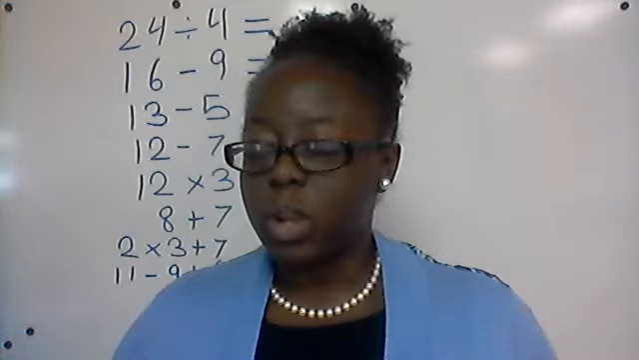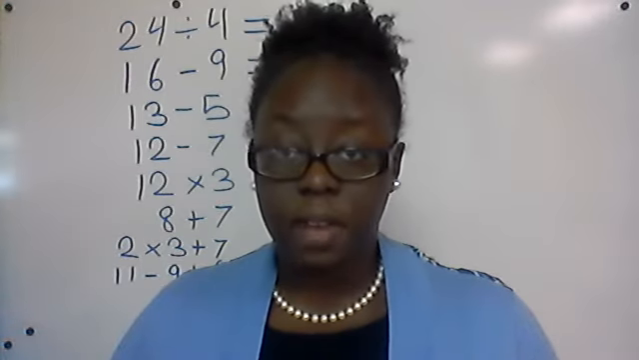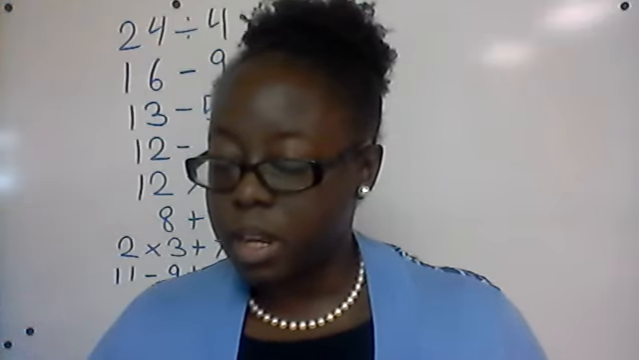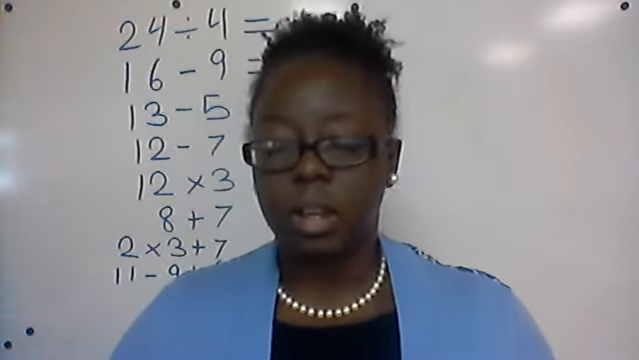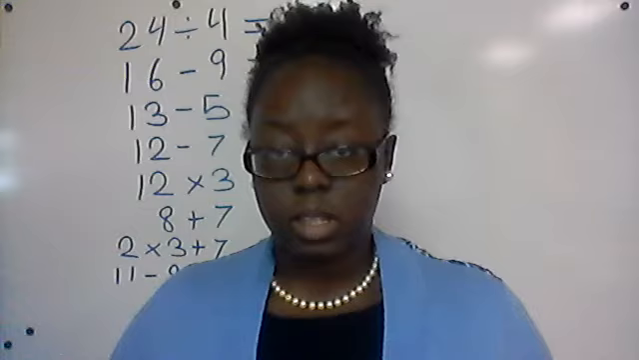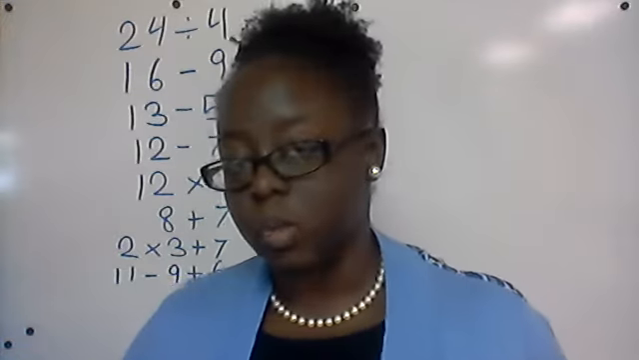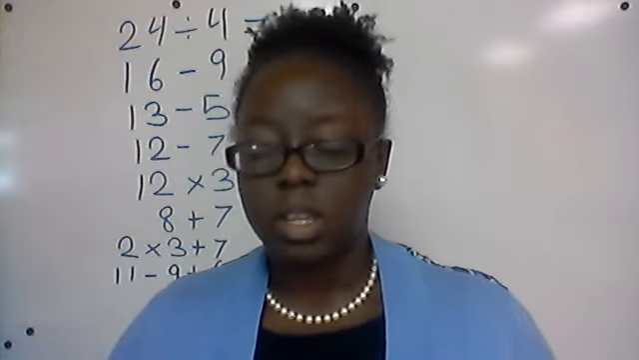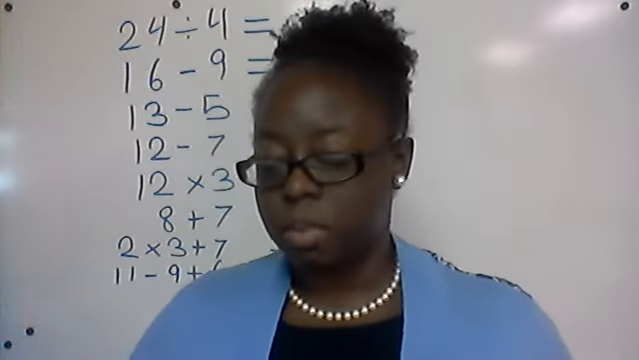How many days in 1 year? 365, and then there's 366 days in a leap year. How many days in February when it is not a leap year? There are 28 days in February when it is not a leap year. So when it is a leap year, there are 29 days in February. How many ounces in 1 pound? There are 16 ounces in 1 pound.